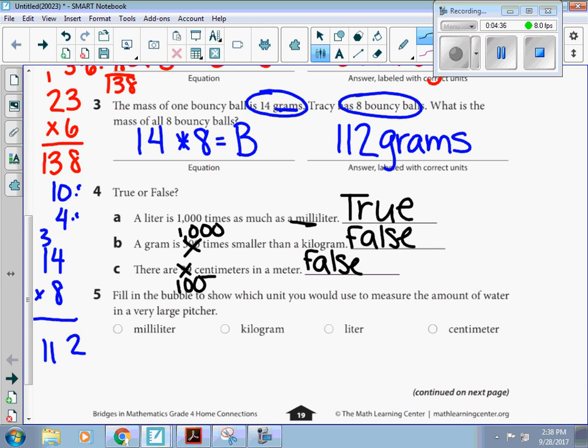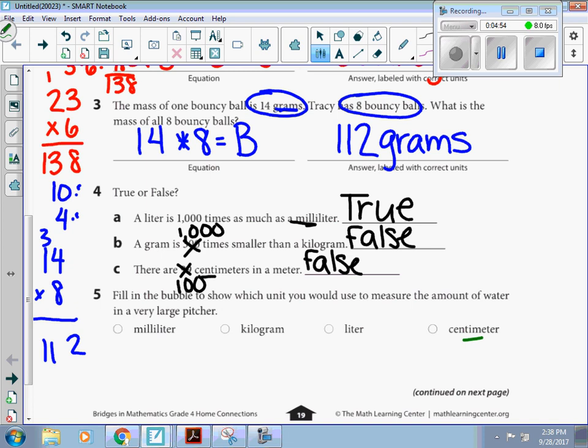So number 5, fill in the bubble to show which unit you would use to measure the amount of water in a very large pitcher. Well, centimeter, that meter, tells me length. I'm not going to measure liquid in length.